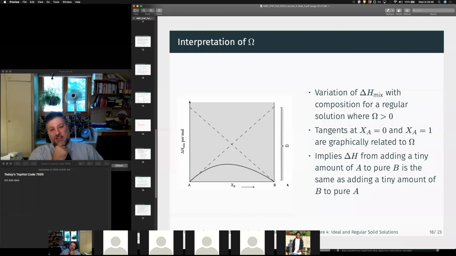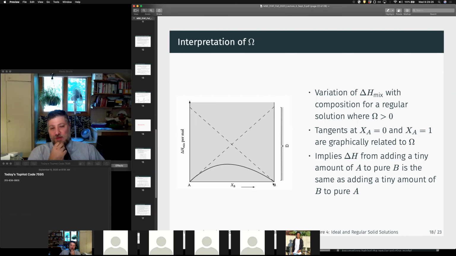And the delta H from adding a small amount of B to A is the same as adding a small amount of A to B, right? We're going to increase the number of AB bonds exactly the same, whether we add a tiny amount of B to pure A or a tiny amount of A to pure B. Not super important, but I just wanted to point out that it's a bit of an optical illusion, or this figure isn't drawn really well in your book.